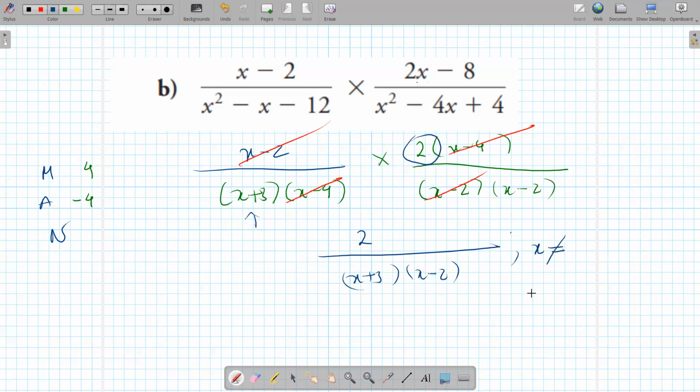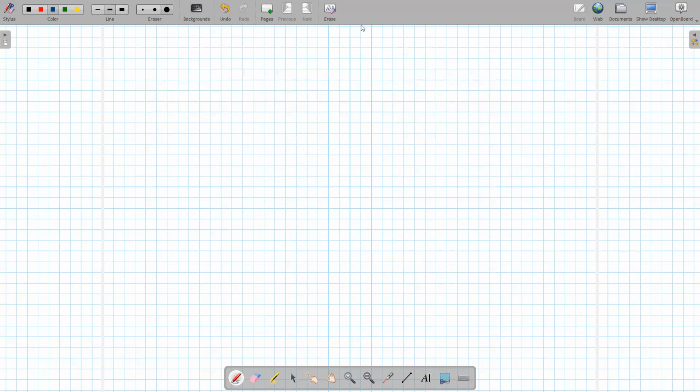Can you tell me what x can't be in this question? Negative 3 and positive 2. You're missing one. What about this guy? Oh, 4. Just because it got canceled out doesn't mean it doesn't have a restriction. Because if that were to be 4, we could not go to this second step to begin with. So that also counts as a restriction, even if you canceled it out.